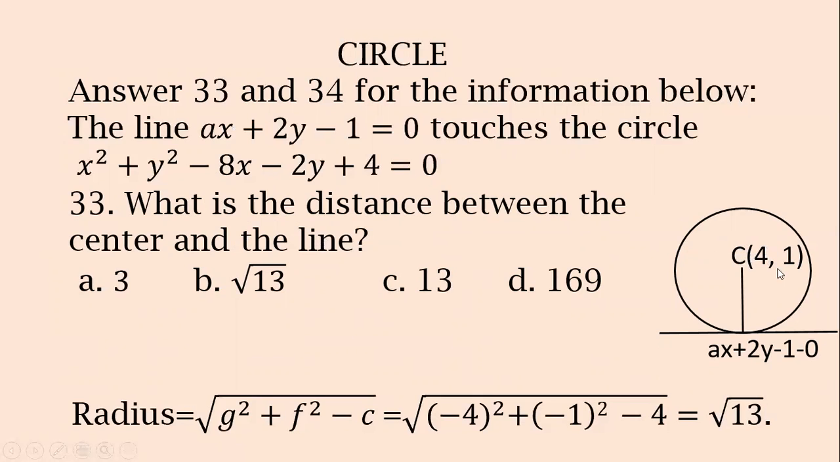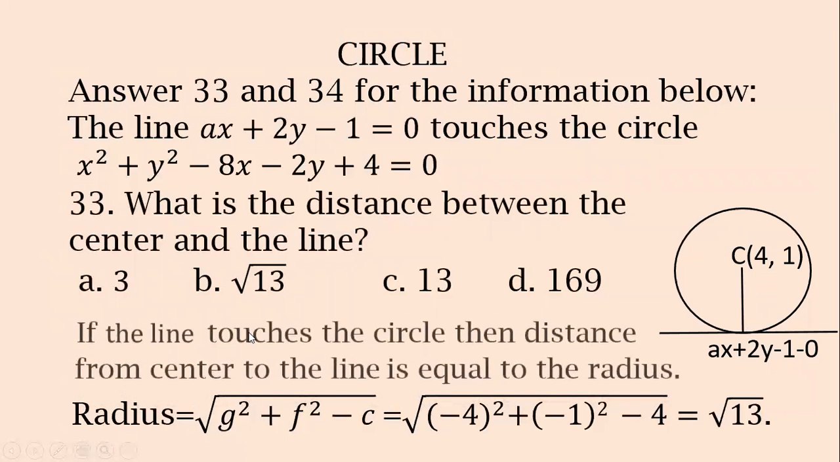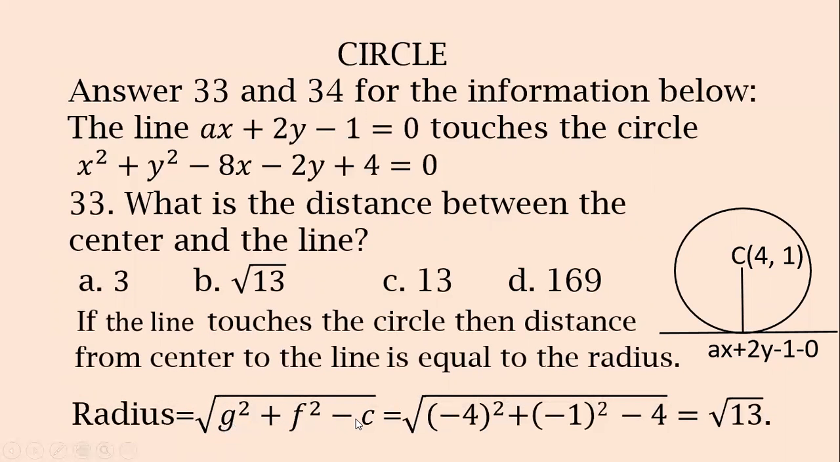This is the center and this is the line. So if the circle touches the line, then the distance from the center to this line will be the radius of this circle. So from this, radius is equal to root over g square plus f square minus c. So from this minus 8x we get g is equal to minus 4. From this minus 2y we get f is minus 1. g square plus f square minus 4, that is c.